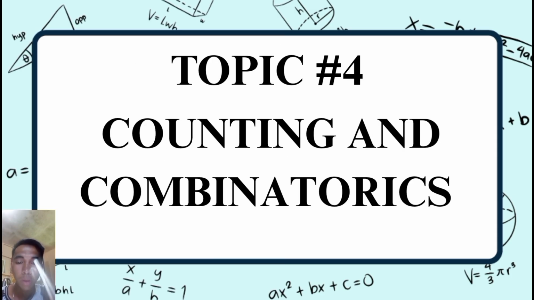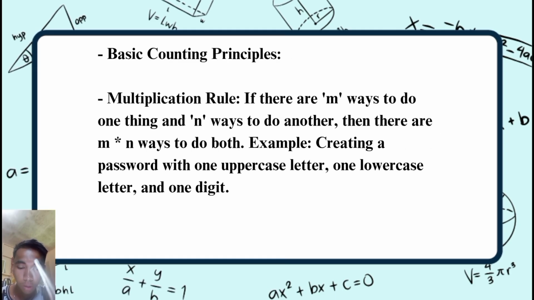Counting and combinatorics. Basic counting principles. Multiplication rule. If there are m ways to do one thing and n ways to do another, then there are m × n ways to do both. Example, creating a password with one uppercase letter, one lowercase letter, and one digit.